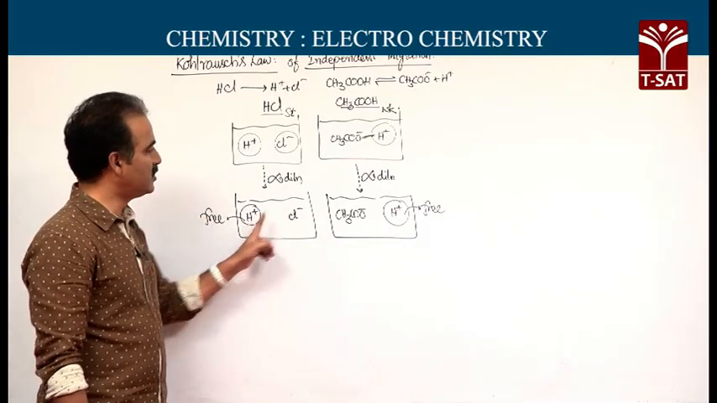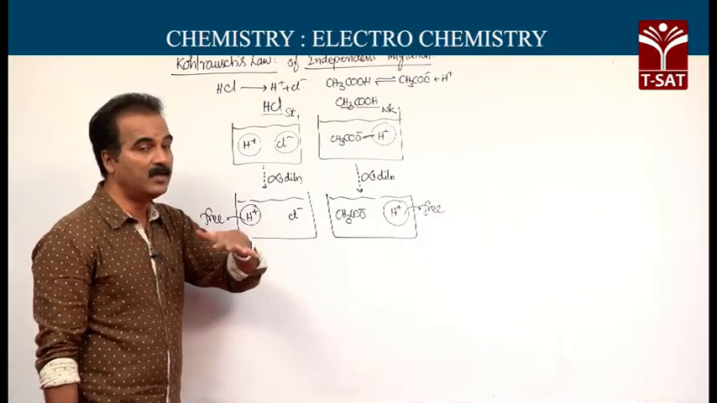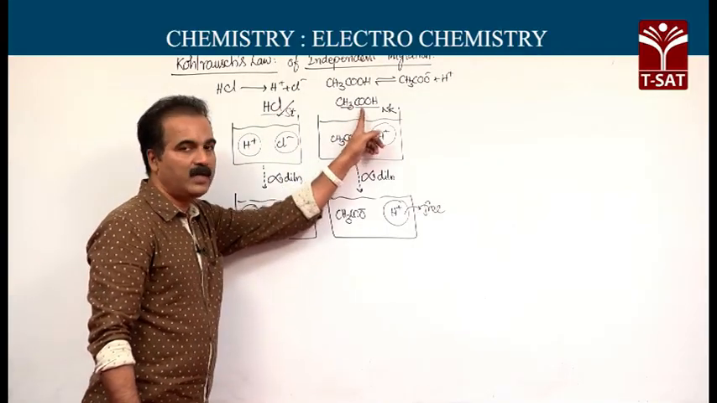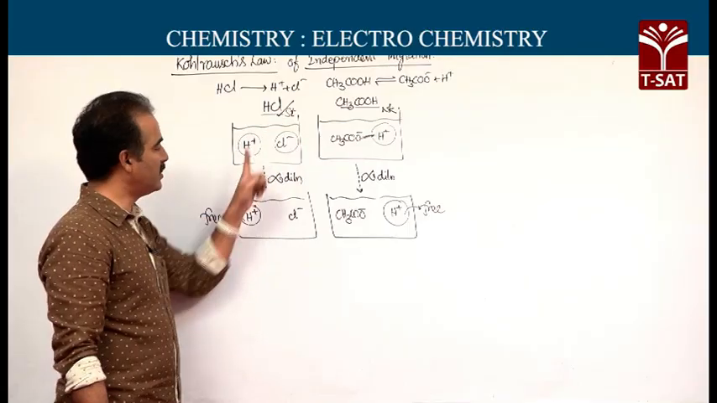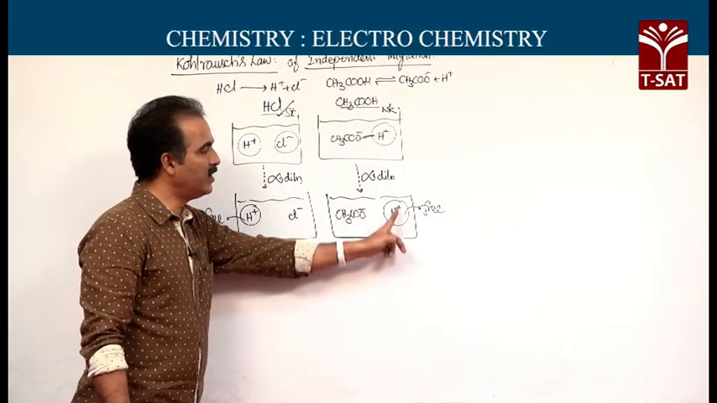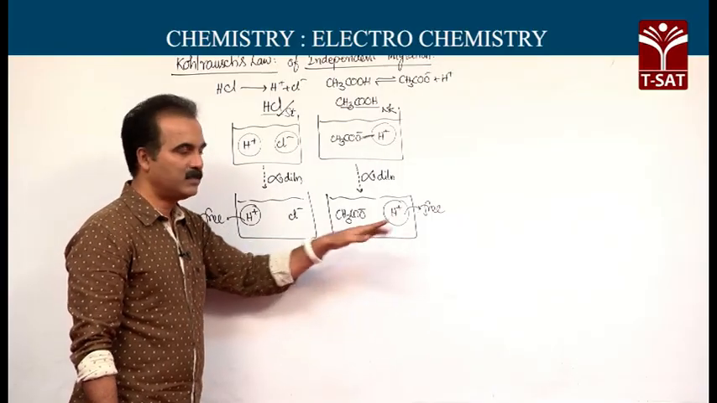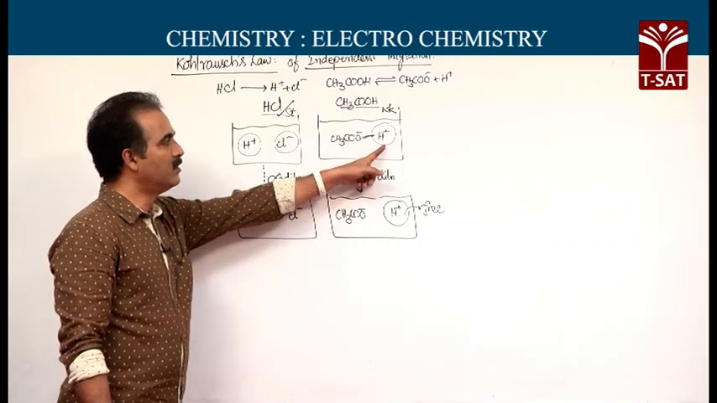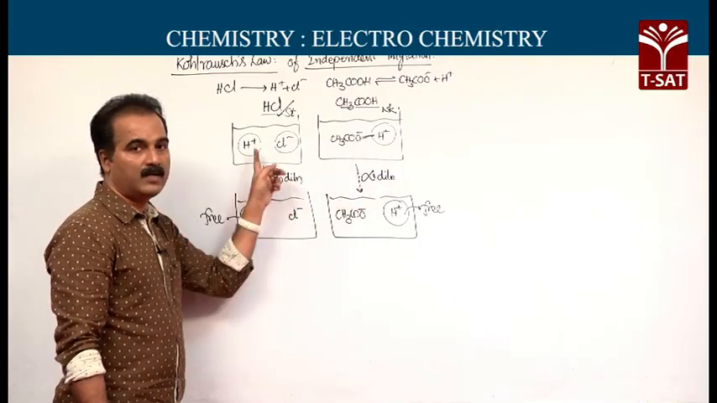So, the conductance of this H plus and this H plus will be the same whether it is from a strong acid or from a weak acid, no matter. From a strong acid the H plus ion's conductivity is the same, and from a weak acid also it is the same, but this is possible only at infinite dilution. Without infinite dilution the mobilities are different, the conductivities are different.